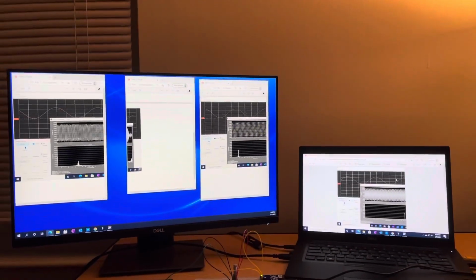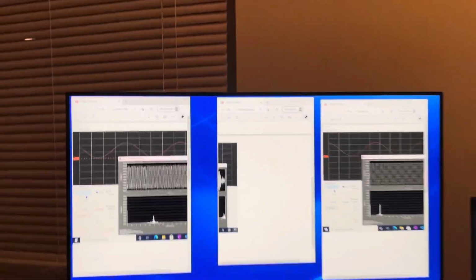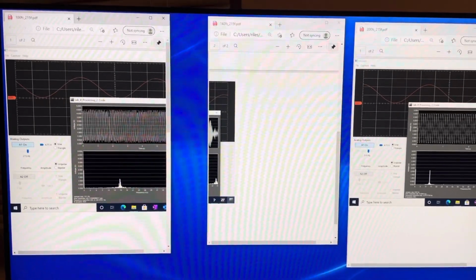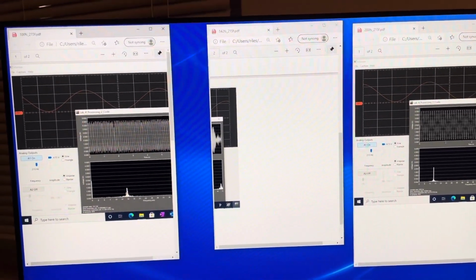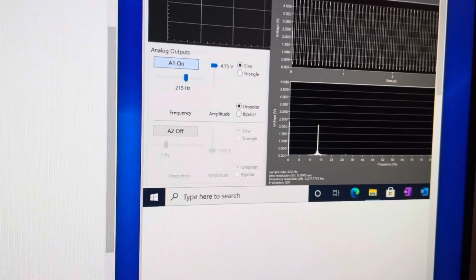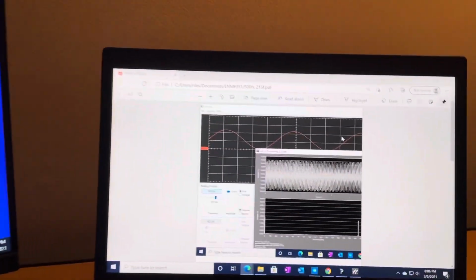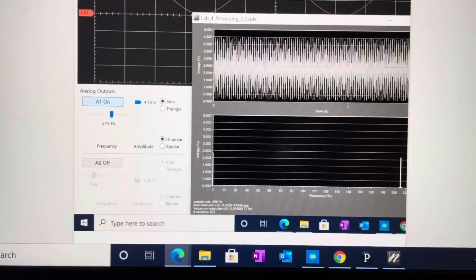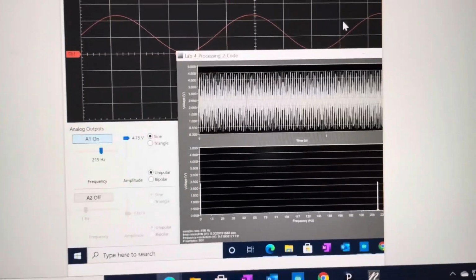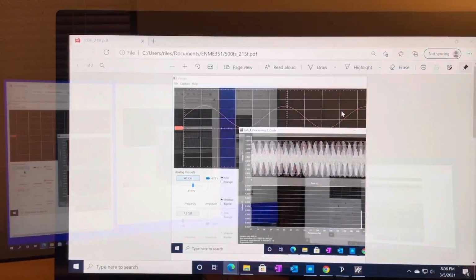Here are the results for when f equals 215. Here, there's aliasing for when fs is 100, 142, and 200. None of these peaks are at 215 hertz. However, on the 500 fs, there is a peak at 215, meaning there's no aliasing, only in this one.